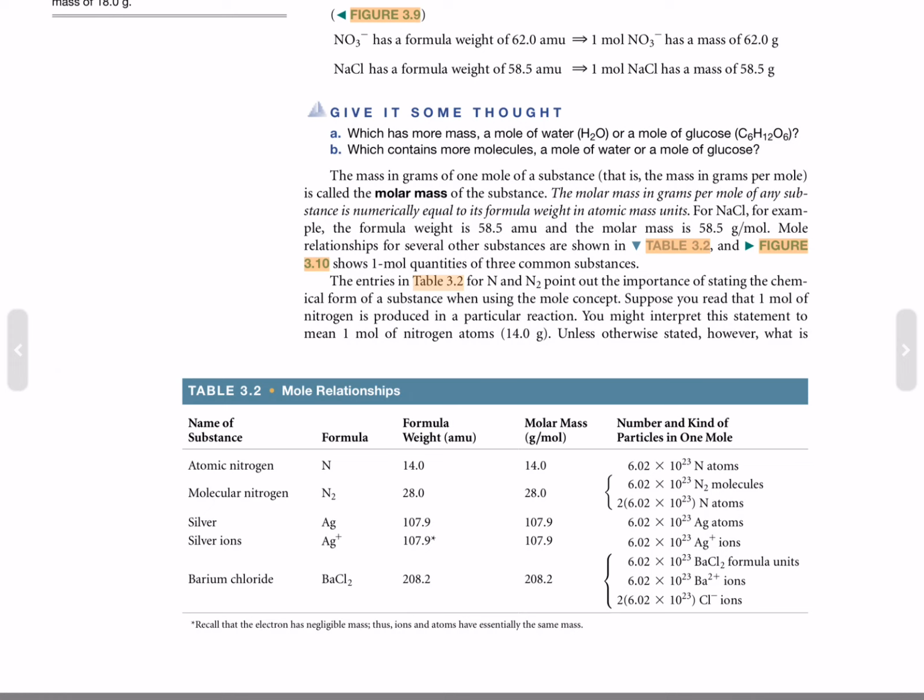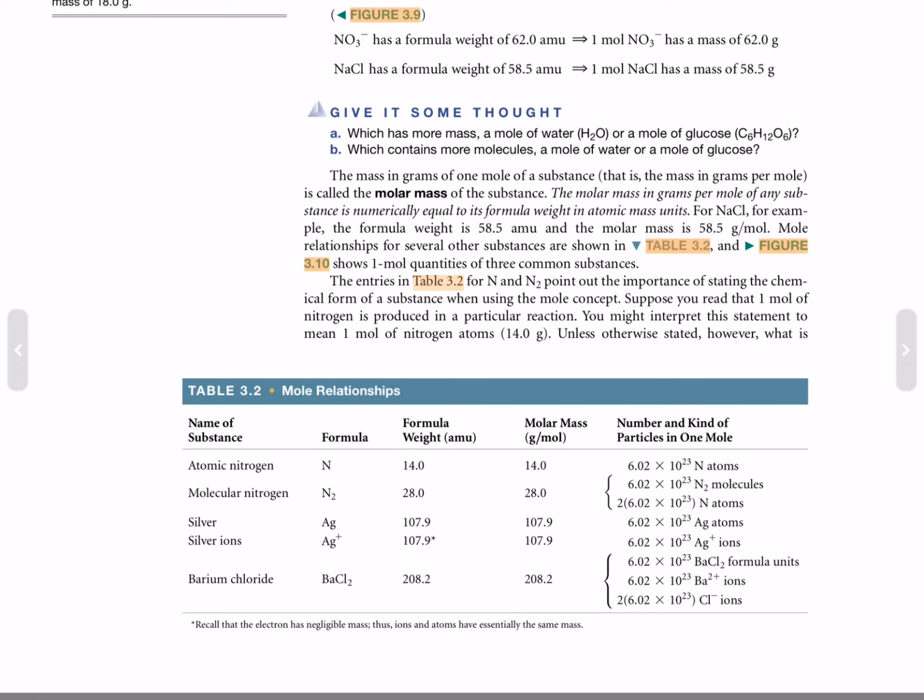Table 3.2, Mole relationships. The formula weight of nitrogen atom is 14 AMUs. The molar mass of nitrogen atom is 14 grams. The formula weight of nitrogen molecule is 28 AMUs. The molar mass of nitrogen molecule is 28 grams. The entries in Table 3.2 for nitrogen and diatomic nitrogen point out the importance of stating the chemical form of the substances when using the mole concept.